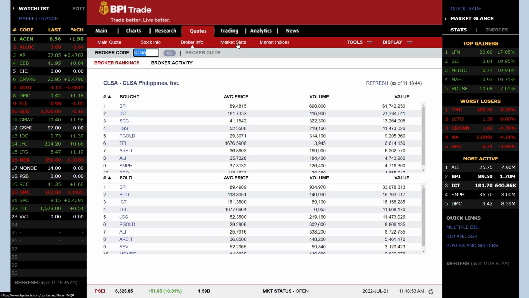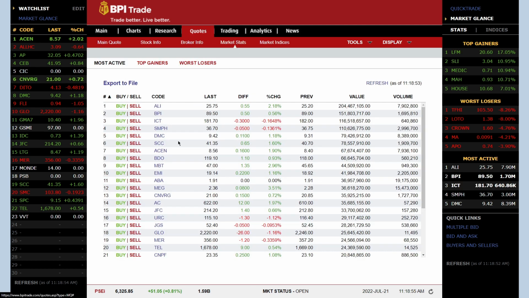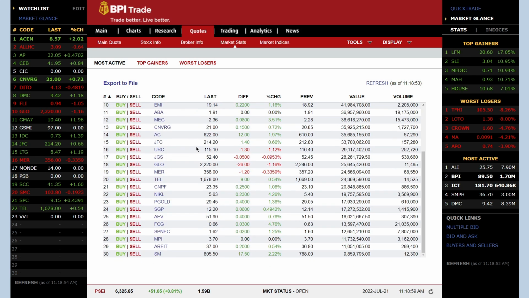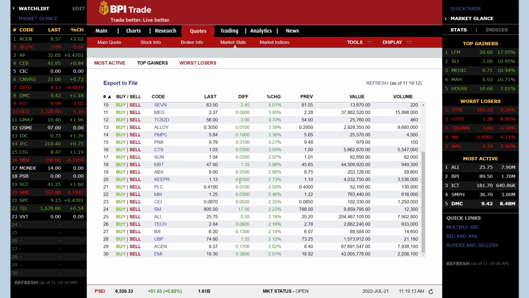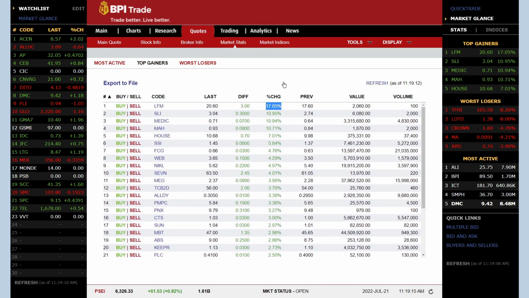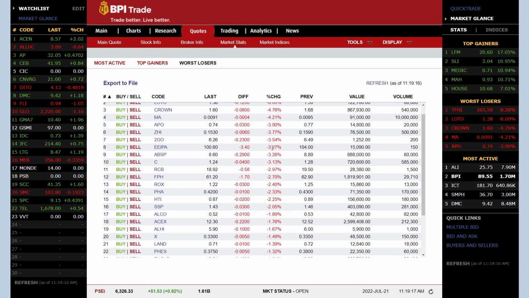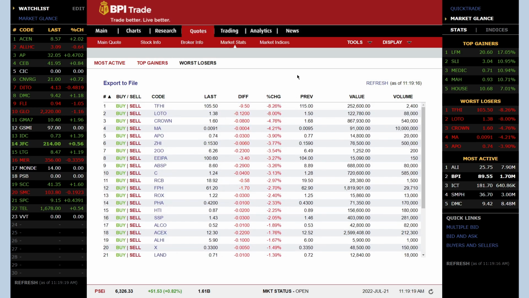Then, we have the market stats. So, we have the most active stocks. So, yun yung mga matataas yung trading volume for the day. And binabase rin dito sa monetary value. No? So, 204 million pesos na yung na-trade sa Ayala Land. Then we have the top gainers. So, percentage gain lang to, yung pinakamataas. And then pinakamataas din na losers. So, percentage decline or losses.